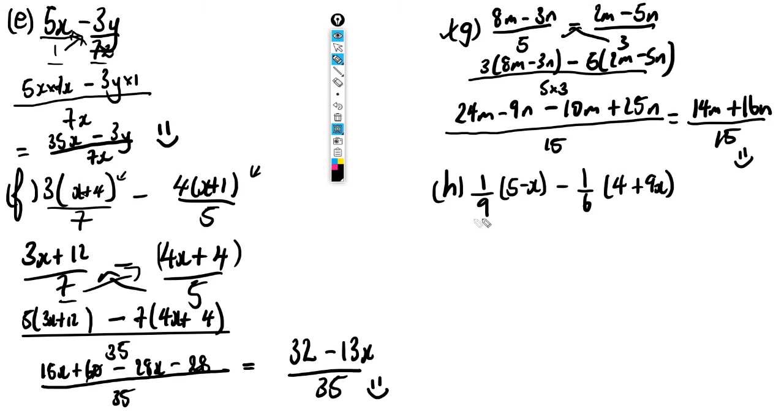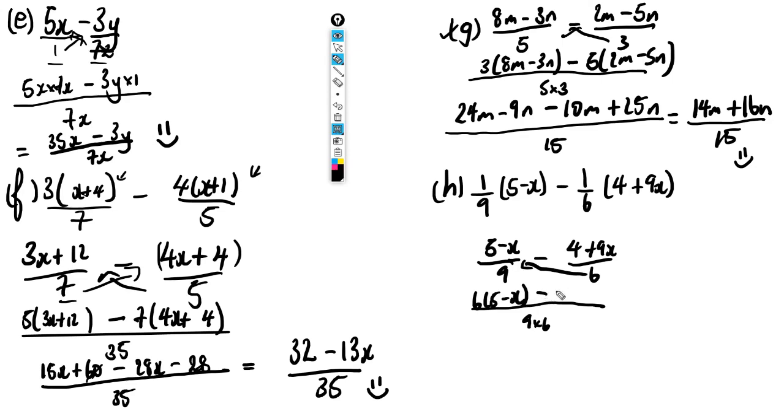And the next one here, we'll have 1 over 9 times 5 minus x minus 1 over 6 times 4 over 9x. So what we're going to do here, guys, is say 5 minus x over 9 minus 4 plus 9x over 6. So this is easier to break down now. It's kind of weird when you have the 1 over 9 and the 1 over 6. Then we can do the same thing. We're going to put a line here, multiply the 9 by the 6 to find the LCM. Then we're going to cross multiply 6 times 5 minus x minus 9 times 4 plus 9x.